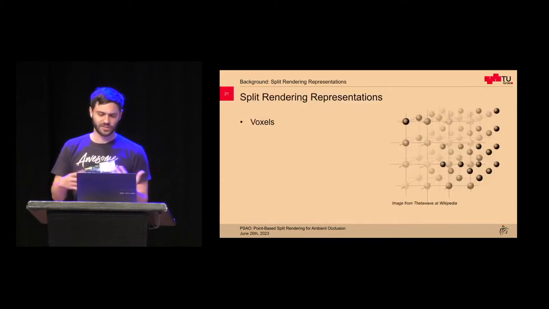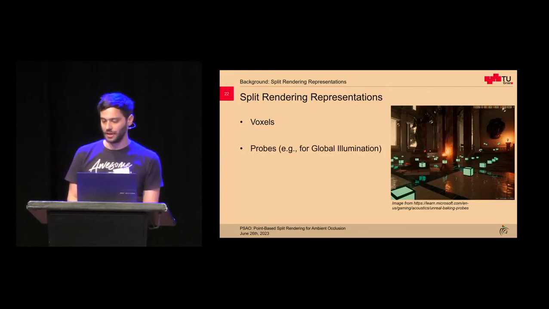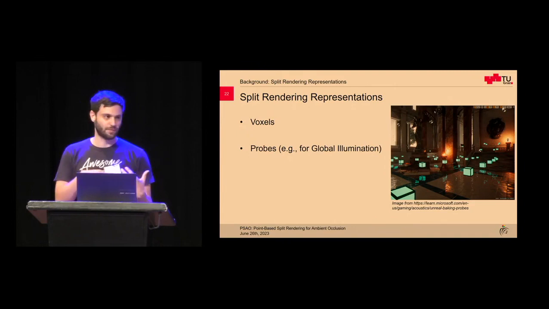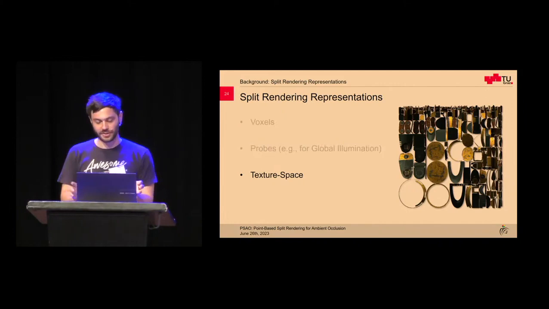Now, there's different ways of representing the data. You could, for example, just use voxels, or a dense 3D grid of points. Can be very efficient, especially to look up if you use 3D textures, but can also be memory intensive. You could use probes, as is commonly done for global illumination. This could also be a suitable representation for streaming and splitting up the render workload, especially for low frequency things like lighting using spherical harmonics. The thing that I'm going to be talking about a bit, because we are also going to be comparing against it, and because it gained some popularity in recent years, is texture space representations that essentially try to map a consistent representation of the surface into a texture.